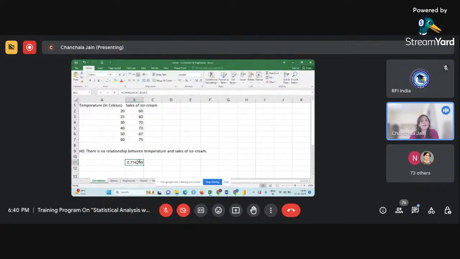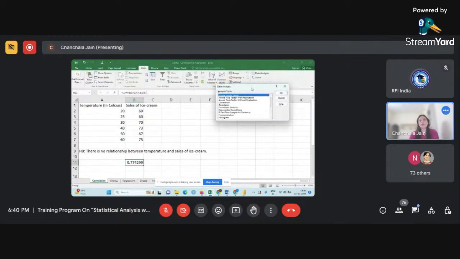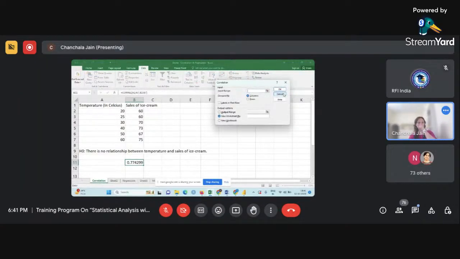Now moving ahead, talking about the other way through which you can apply this correlation. For the purpose, you need to go to the Data tab and use Data Analysis. Here we can find Correlation is available and we can click on OK. I hope you are able to cope up with me. May I proceed?